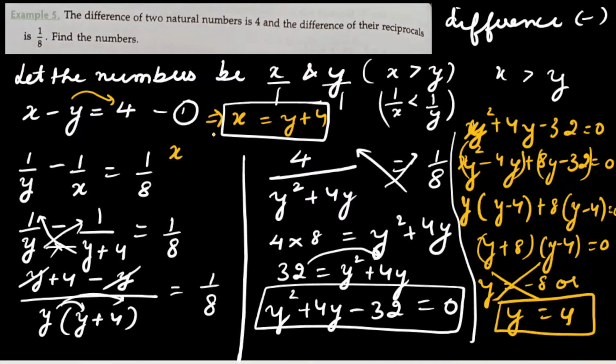So y's value we have found as 4. We know x equals what? Here I have written x equals y plus 4. Y's value is 4, so 4 plus 4 equals 8. So the two numbers are x and y, that means the two numbers are 8 and 4. The required numbers are 8 and 4. Let's do the next question now.